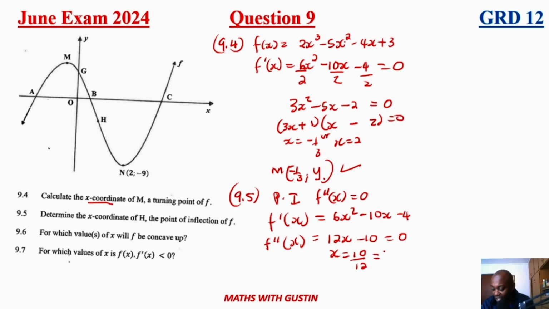Because you guys are in grade 12, I'm already doing this straight away. There you go. So the x coordinate will be 5/6, right? And that was 9.5. Let's move on to 9.6.